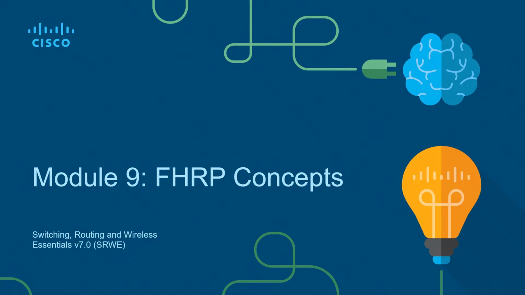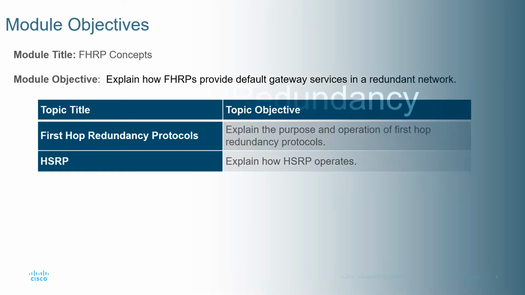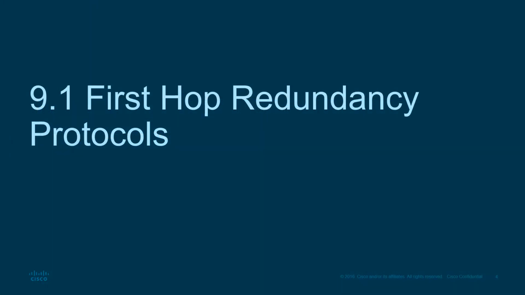This is Module 9, entitled FHRP Concepts, First Hop Redundancy Routing Protocol Concepts. In this module, we'll explain the purpose and operation of a first hop redundancy protocol. We'll explain how HSRP operates. First hop redundancy protocol.